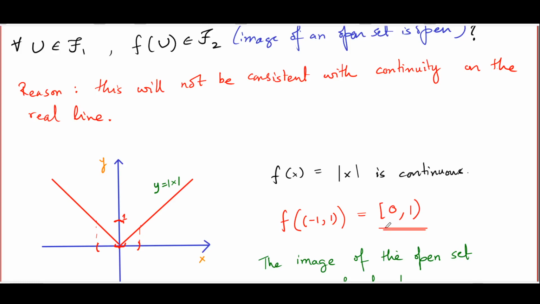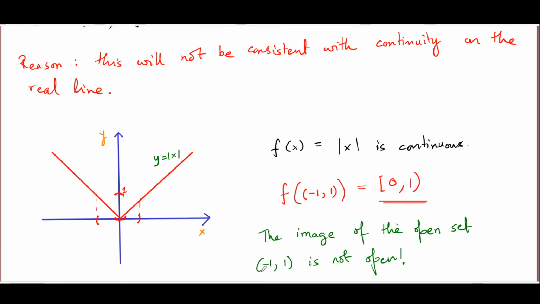0 actually is a boundary point of this interval. It's not an interior point. As a result, what we end up with is this example where the image of the open set -1 to 1 is not an open set. So if you want to keep on continuing to call familiar continuous functions like the modulus of x as continuous, then you cannot use the more obvious sounding definition that a continuous function is one which maps open sets into open sets. It simply will not fit what we already know about continuity.